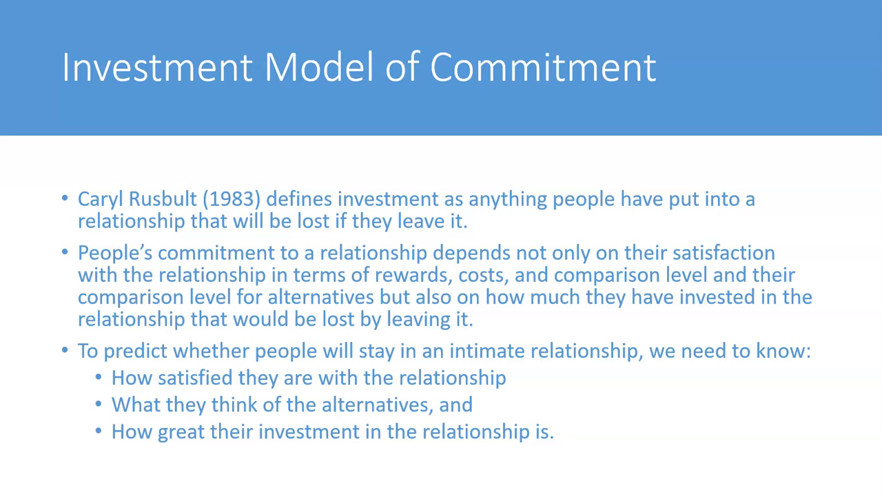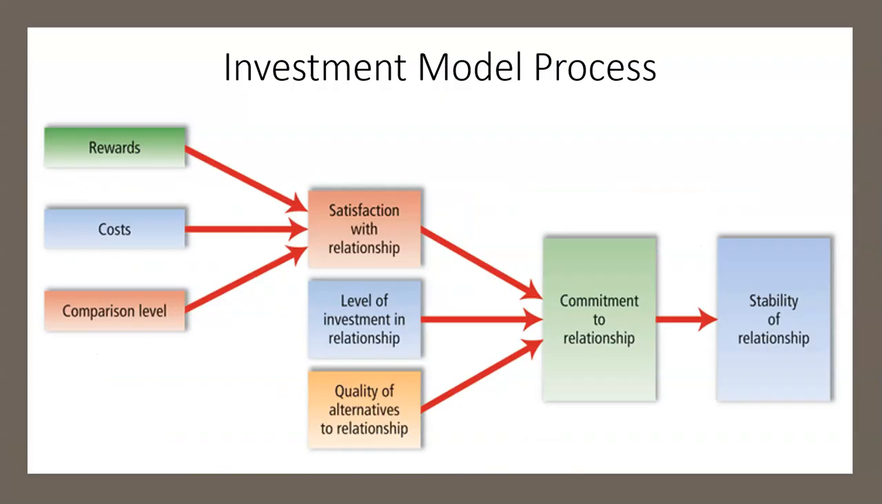To predict when people will stay in an intimate relationship, you have to measure certain things. You have to measure how satisfied people are with those relationships. You have to measure what they think of the alternatives, and you have to also ask them, what are their investments and how big are they? Because that's going to be a pressure point in their decision-making process. So this is a graphic describing how the investment model works.